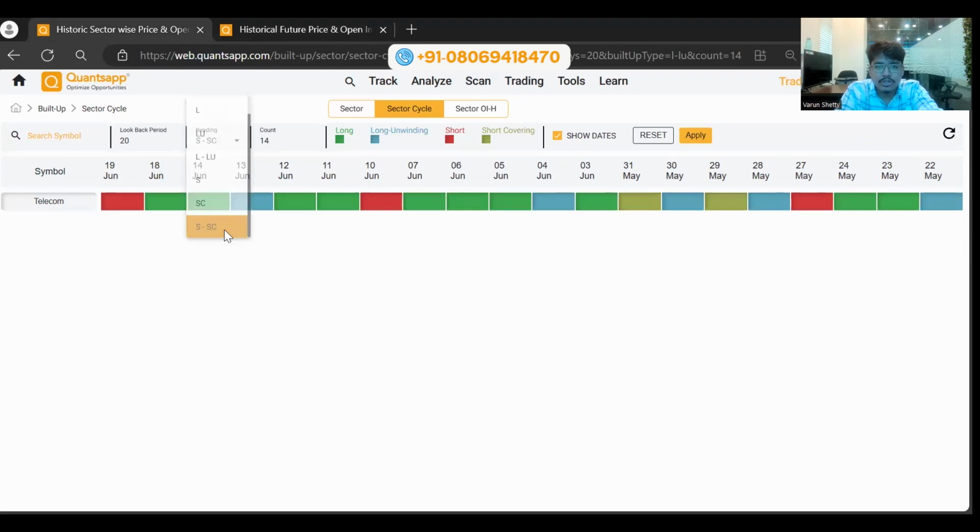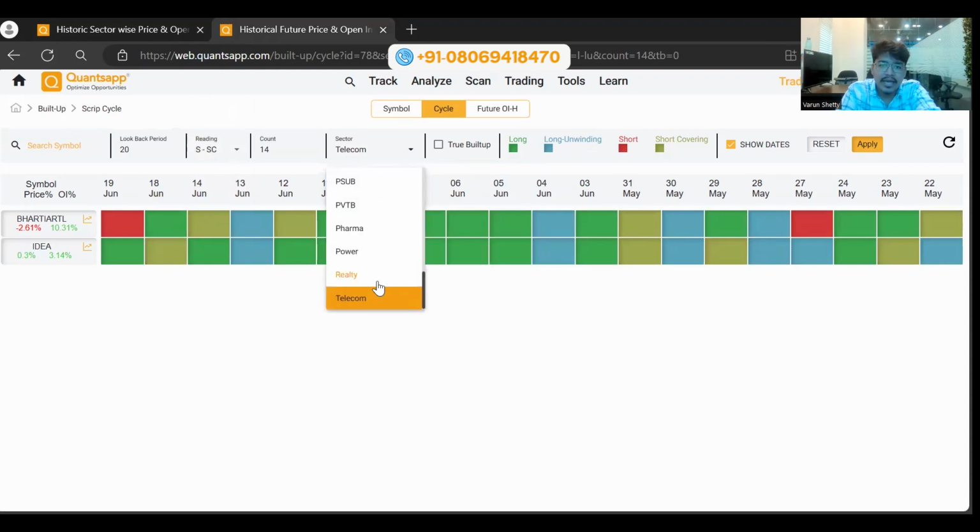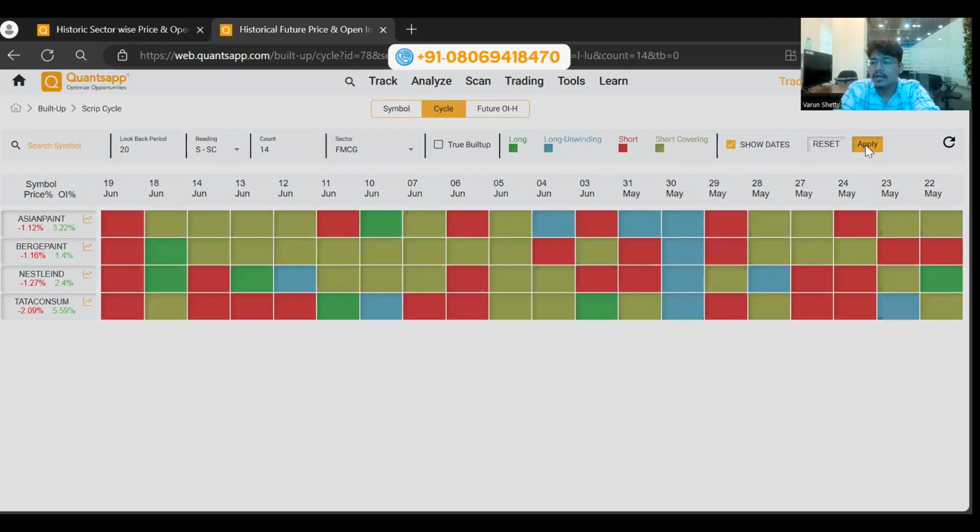And for short and short covering, we had which one? We had FMCG, right? So short and short covering, I'll apply here and I'll apply FMCG. Where is FMCG? FMCG, and I'll apply that. Okay, so under FMCG, these are the 4 stocks that you can enter trade for a short build-up, right? So Tata Consumer, Nestle, Berger Paint, Asian Paint. So you can correlate both of these tools to identify which stocks to pick for the day.